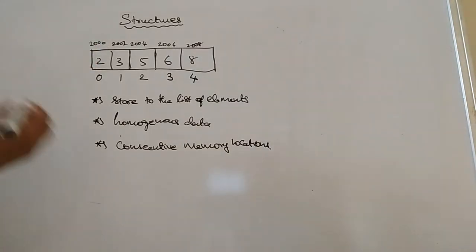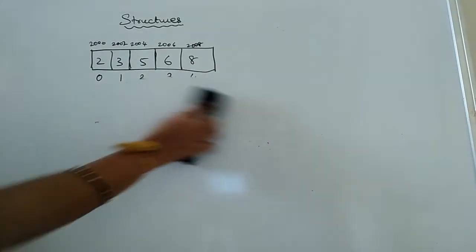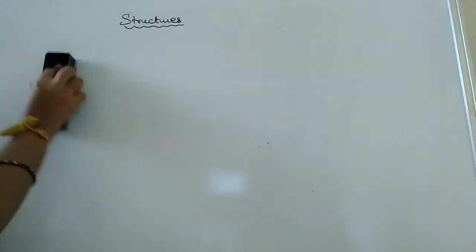Then the necessity of discussing arrays while discussing structures is this: an array is the type in which we store a list of elements which all belong to the same data type. But with structures, we store a list of elements just like an array, but we store heterogeneous data.